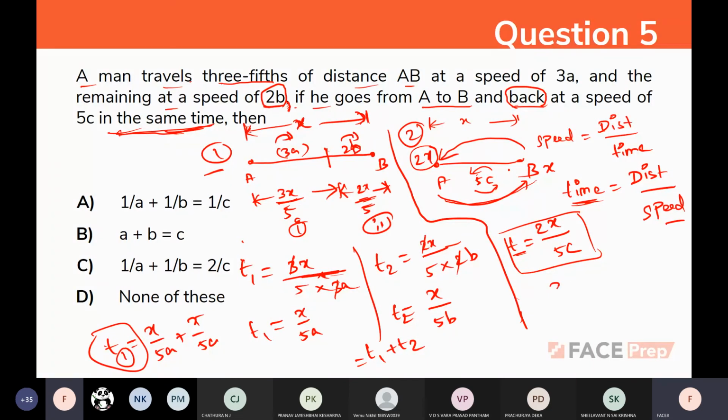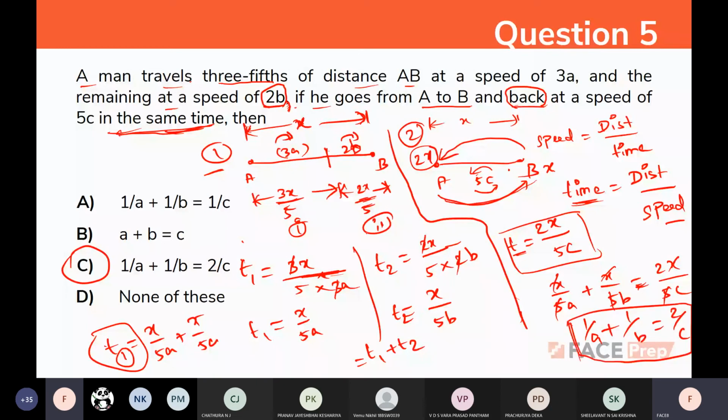So if we are equating like this, what is the answer? When you're writing the equation, tell me the answer. You would have found it. C. Yes, this is the answer, because we can take 5 as common and cancel it. We can cancel x eventually. So the answer will be 1 by a plus 1 by b equal to 2 by c. So this is a school level formula, a school level question. You would have solved these kinds of questions in school itself.